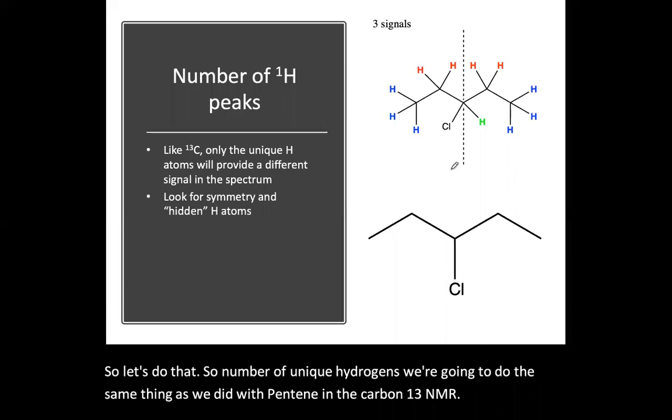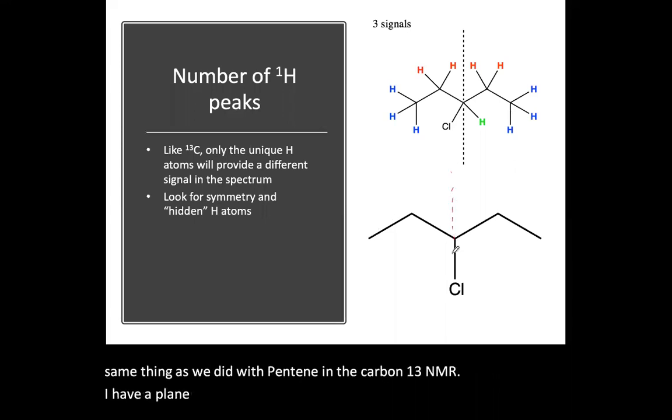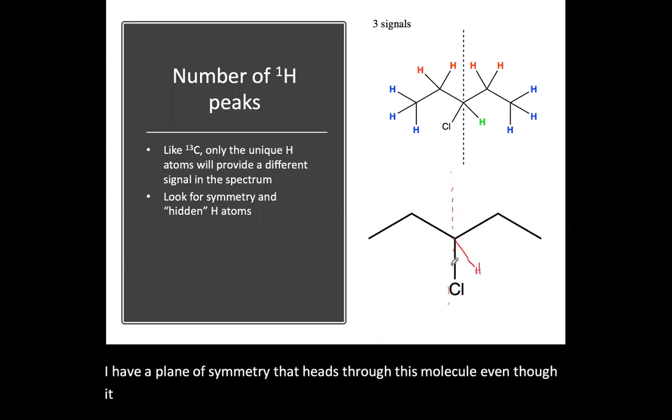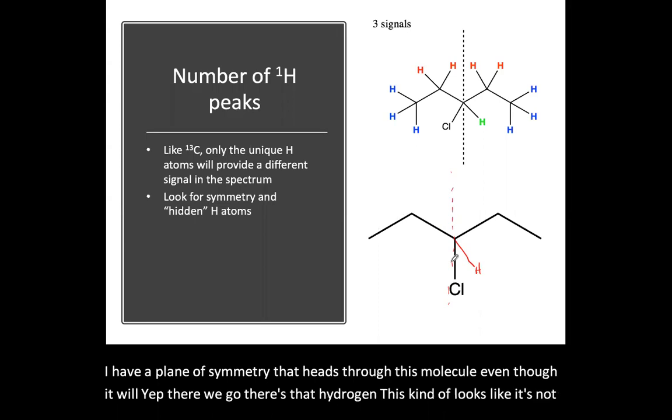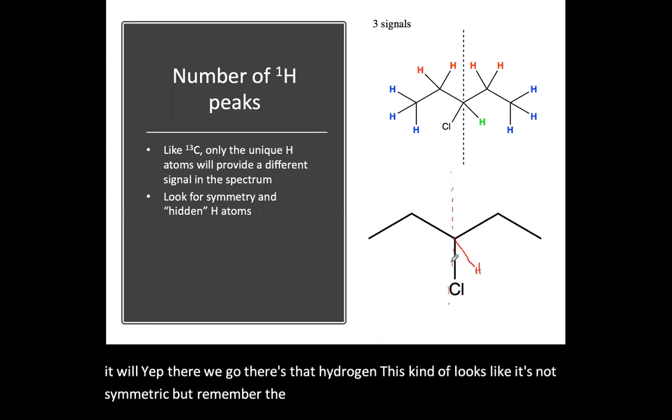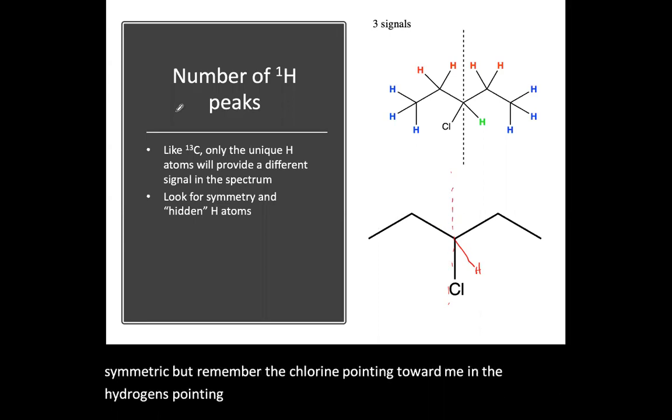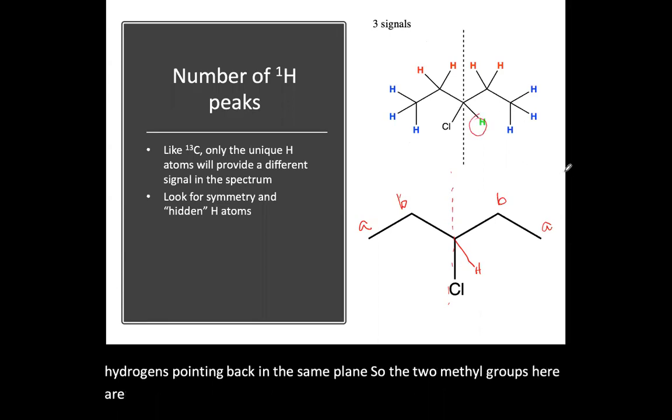I have a plane of symmetry that heads through this molecule, even though it will look, yep, there we go, there's that hydrogen. This kind of looks like it's not symmetric, but remember the chlorine's pointing toward me and the hydrogen's pointing back in the same plane. So the two methyl groups here are identical. These two CH2, the two hydrogens here are identical in red. And then this green one is its own, so 3 peaks.